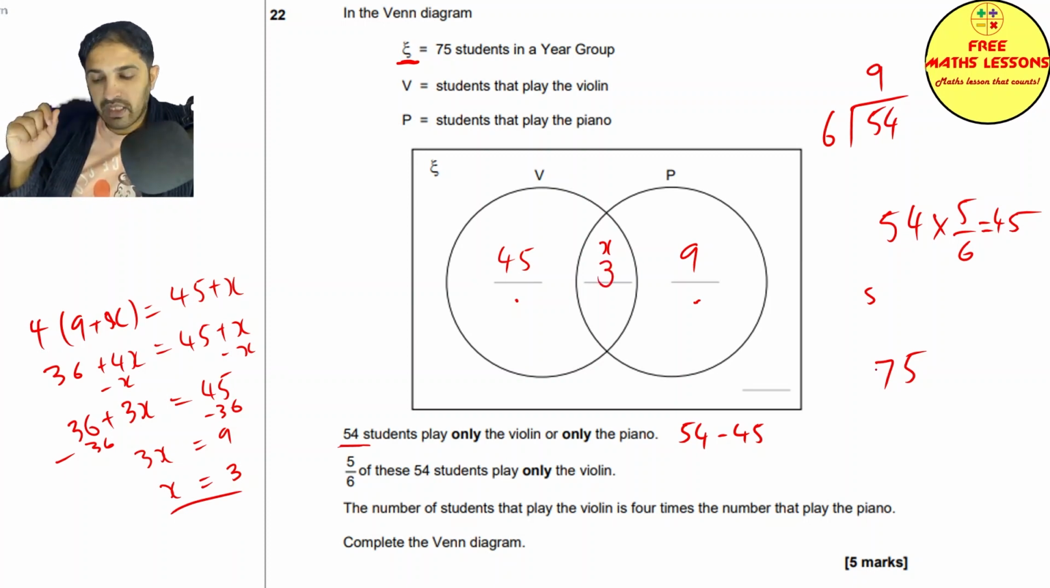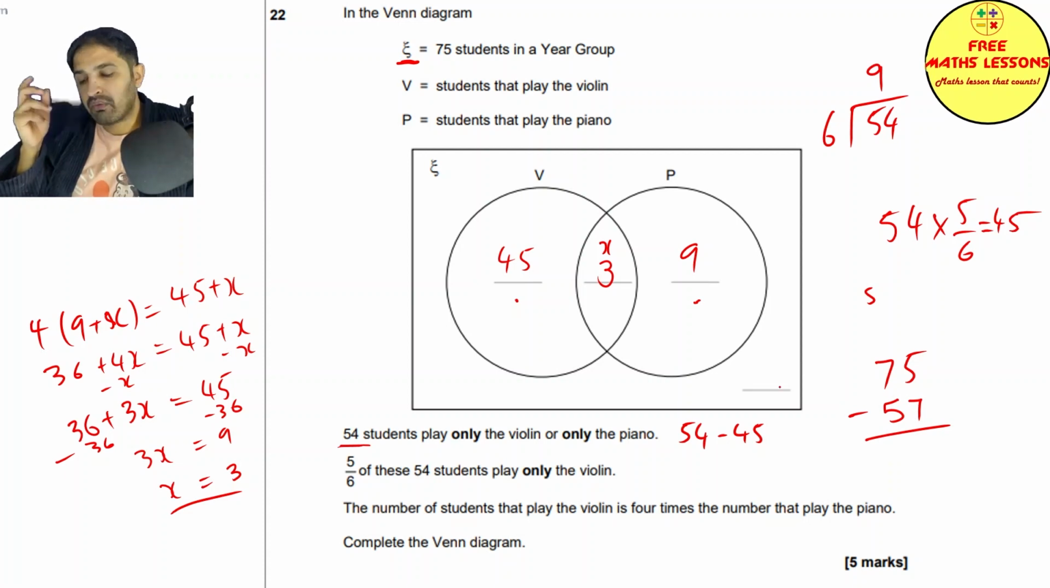So now remember the last part I said, they all should add up to 75, okay? So what we got is 57 here. 45 plus 9 is 54, add 3 is 57. So we take away 57 from 75 to work out this missing number, who don't play any instrument, neither violin nor piano. So 75 take away 57 gives us 18. So 18 people will play nothing.